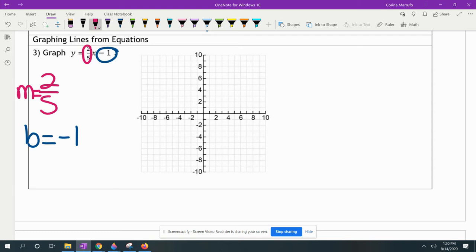So, and then we begin at negative 1. So we find negative 1 on our y-axis. That's our y-intercept. And then we are going to rise 2, so 1, 2. And we're going to run 5. So 1, 2, 3, 4, 5 spaces. And this is what our line is going to look like.